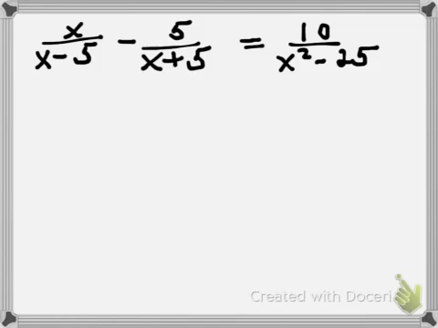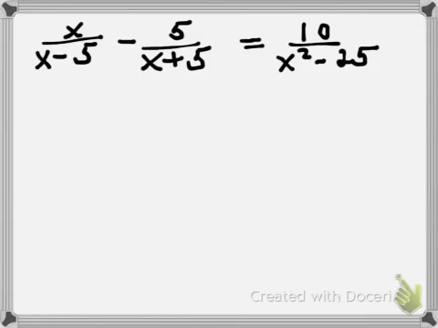All right, I want to clear all denominators here. If I factor x squared minus 25, it's the difference of two squares. It factors into x minus 5 times x plus 5. And now I see that is also the denominators on the right-hand side.